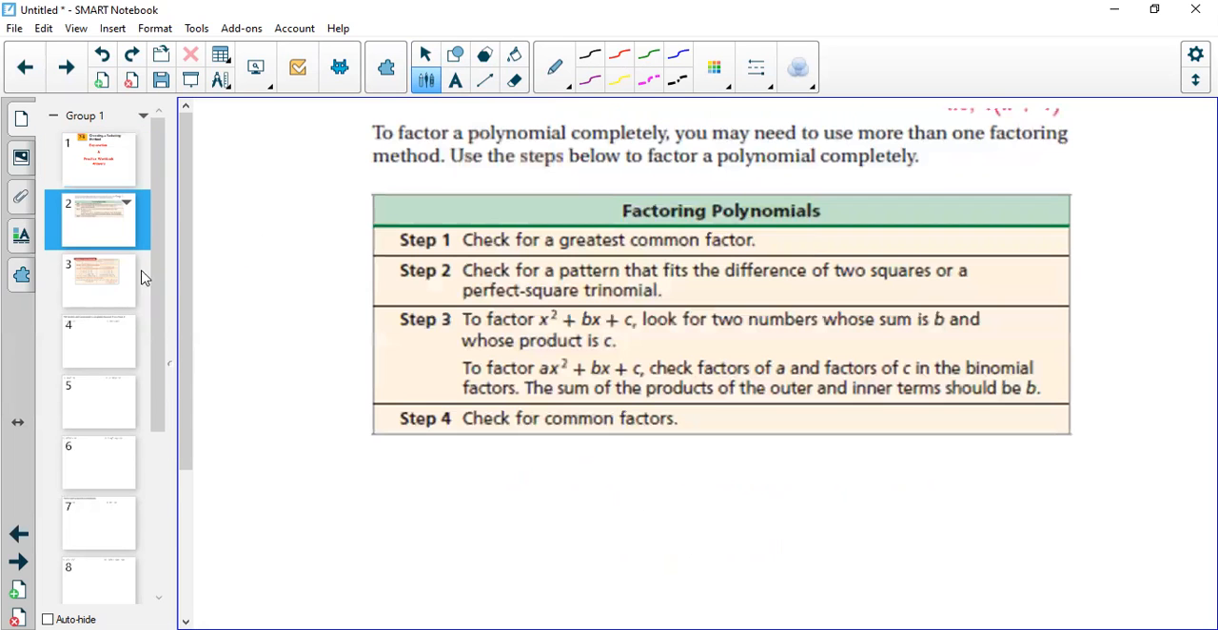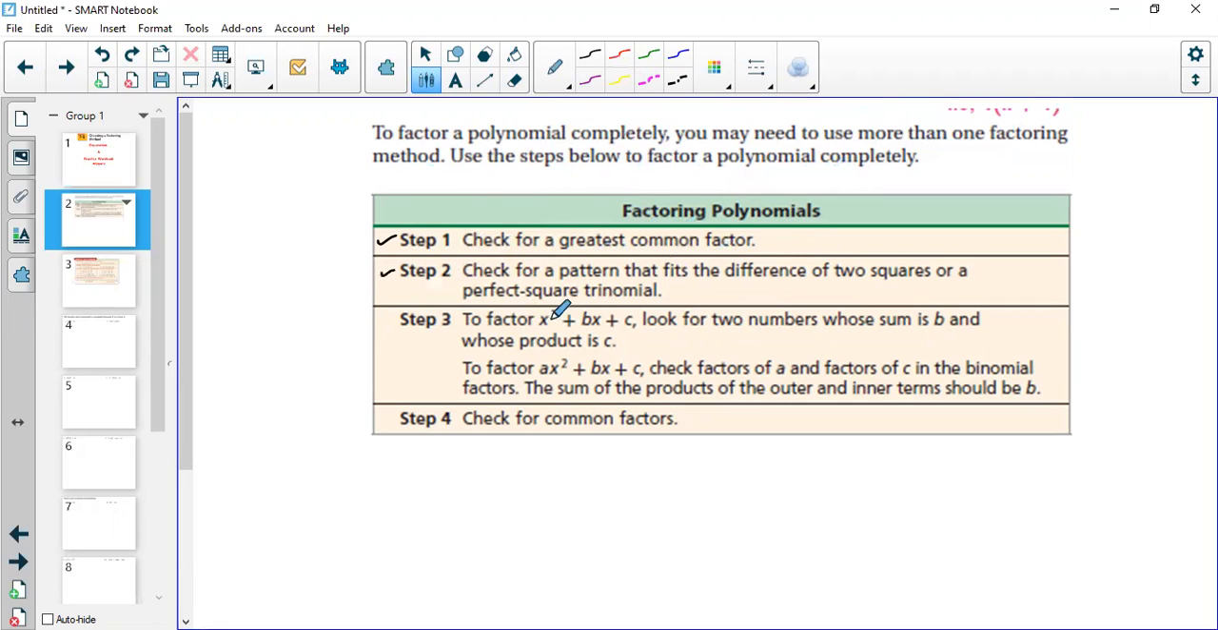To start with, let me take you through these important steps when you have to decide whether factorization is completed or not. To factor a polynomial completely, you may need to use more than one factoring method. Use the steps below to factor a polynomial completely. Step 1 is check for a GCF, greatest common factor. We already know how to find the GCF of the polynomials. So step 1 is to check for the greatest common factor, meaning a common term.